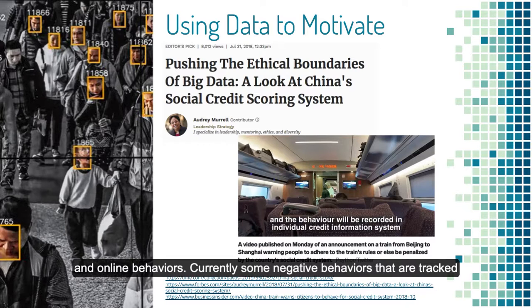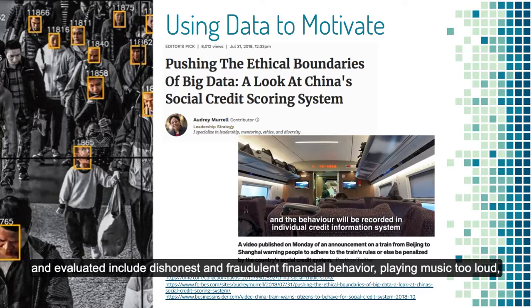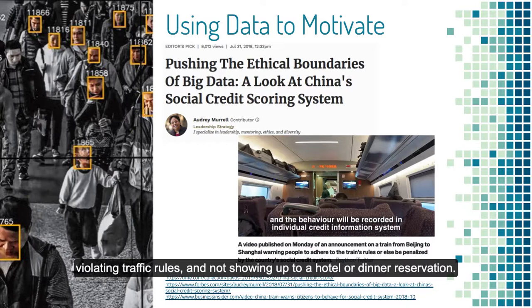Currently, some negative behaviors that are tracked and evaluated include dishonest and fraudulent financial behavior, playing music too loud, violating traffic rules, and not showing up to a hotel or dinner reservation. Positive behaviors are also tracked. For example, donating blood, volunteering, or praising the government on social media are positive behaviors. Poor ratings can make you lose your train bookings, while good ratings may give you the best train seat or remove deposits for a hotel stay.